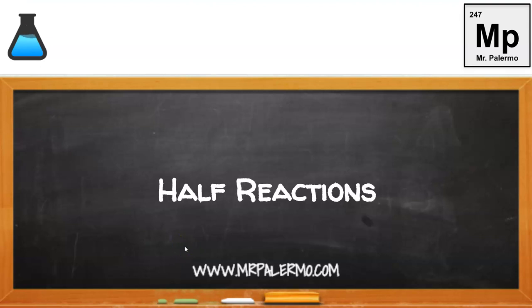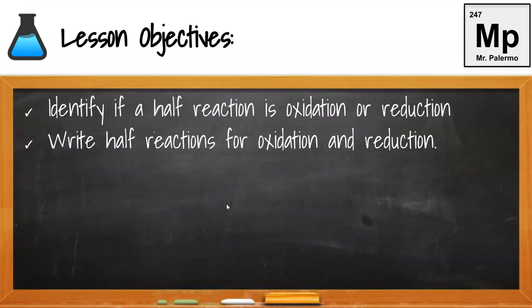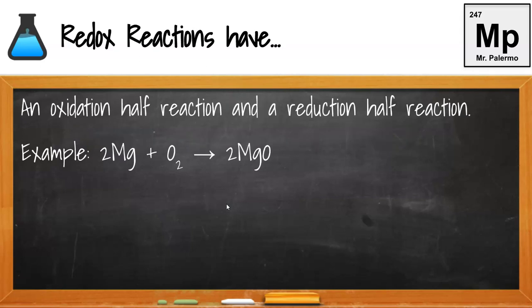In this lesson, we're investigating half reactions. Our lesson objectives: identify if a reaction is oxidation or reduction, and write half reactions for oxidation and reduction. Our redox reactions will have an oxidation half reaction and then a reduction half reaction. So let's see what that looks like.